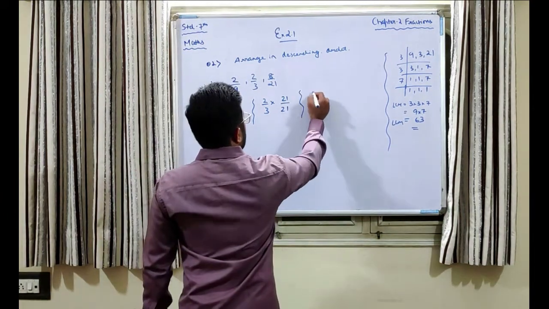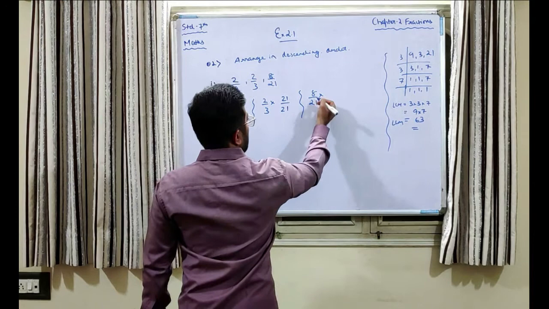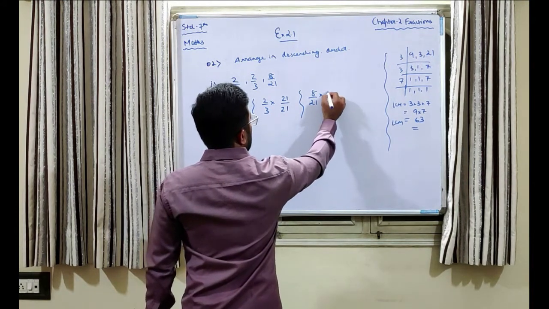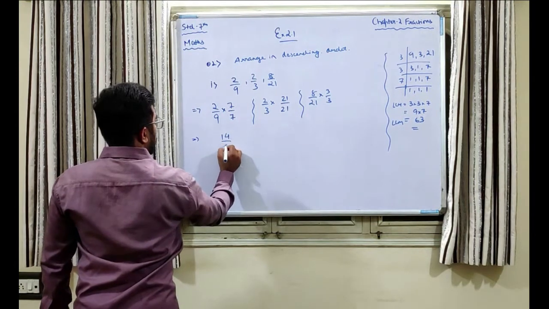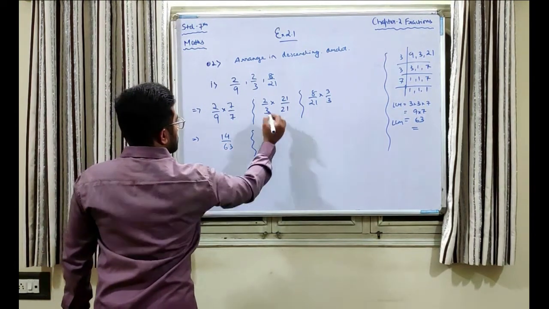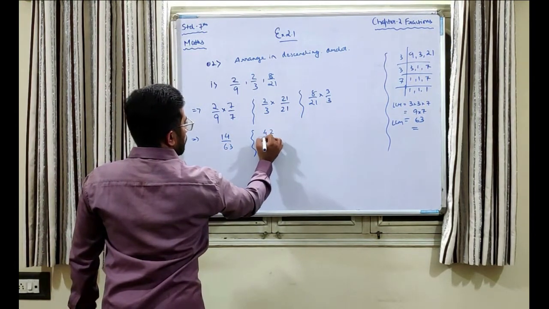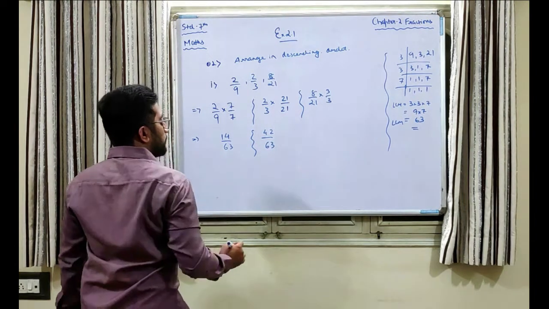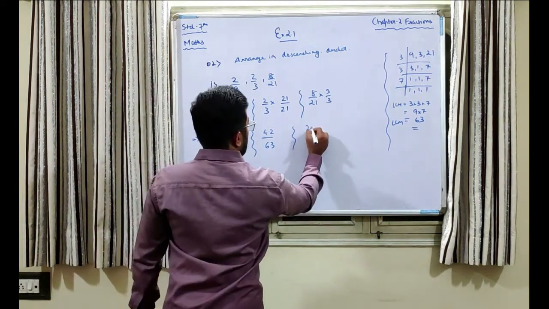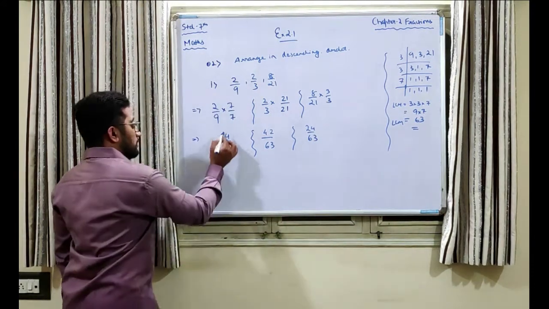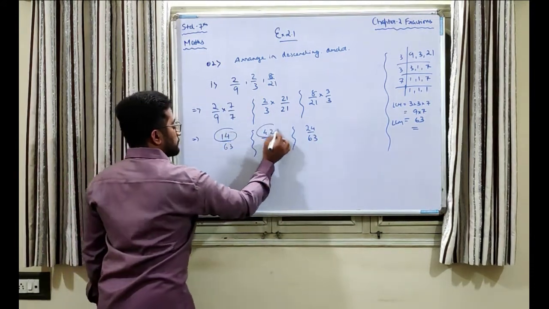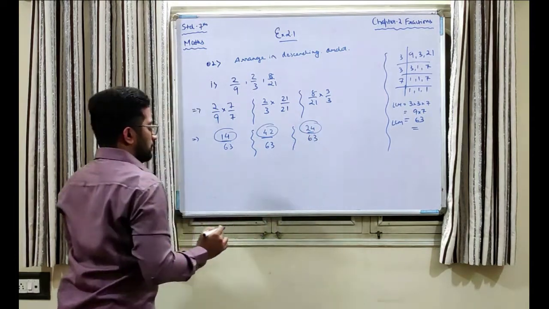Similarly, 8 by 21, so 21 into 3 and 3. So this is 14 upon 63, this is 42 upon 63, and this is 24 upon 63. Now you need to look at the denominators here in order to make the comparison.